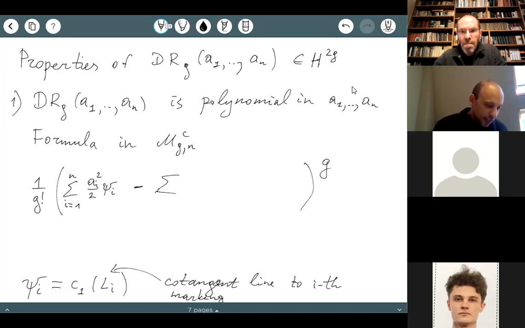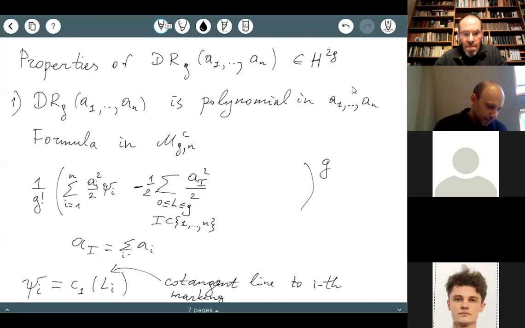Okay, and so here you take the sum, and let me divide by 2, over h from 0 to g and I any subset of {1, ..., n}. Then you write a_I squared over 2, where a_I is the sum of the a_i for this part of the sum over the subset. And here you take the class of the boundary divisor with a separating node, because we're in compact type, so we're only looking at separating nodes. Here we have genus h and marked points I, and here we have genus g minus h and marked points I complement.